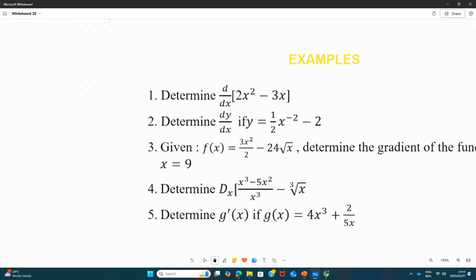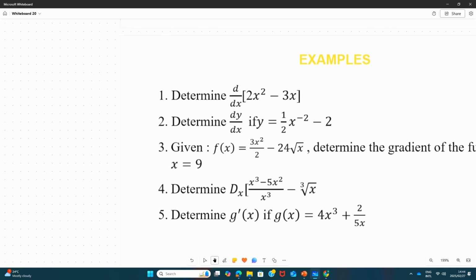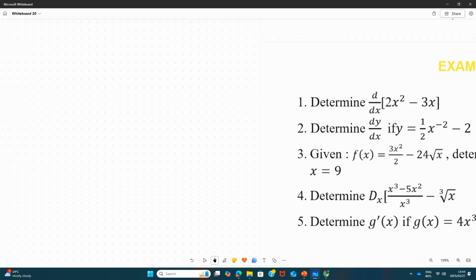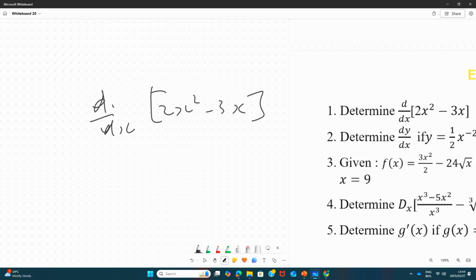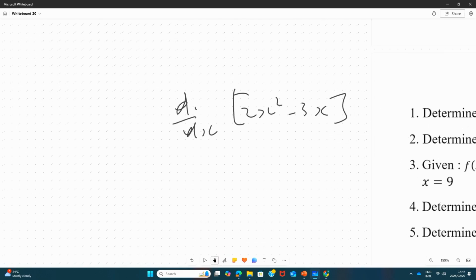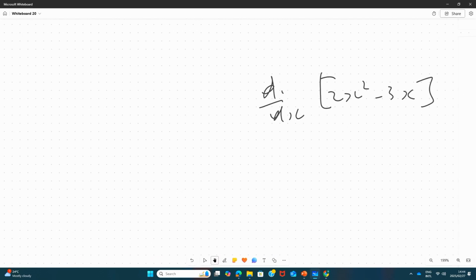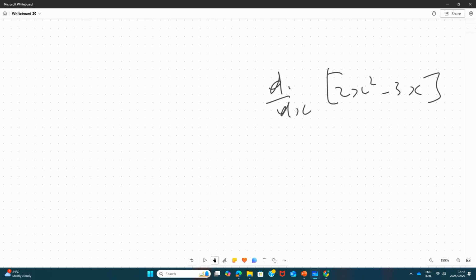So if your answer is no to all these questions, you can start differentiating. Now, if we're differentiating that one, which is d over dx, and then square brackets 2x squared minus 3x. Because now we have ticked all the boxes, this one is suitable.